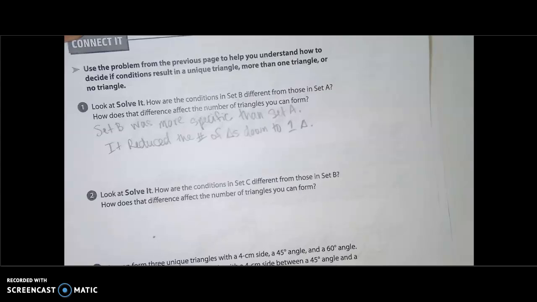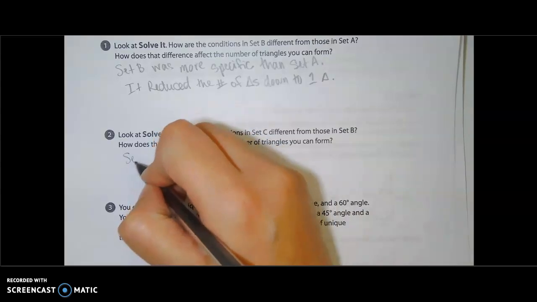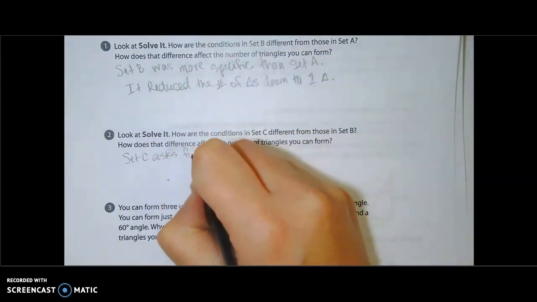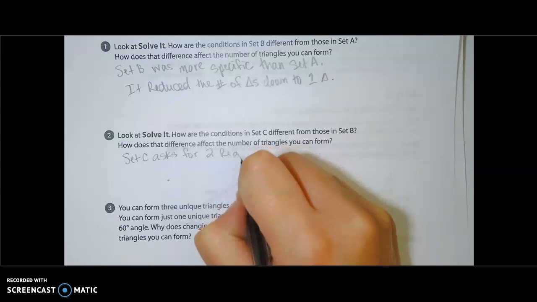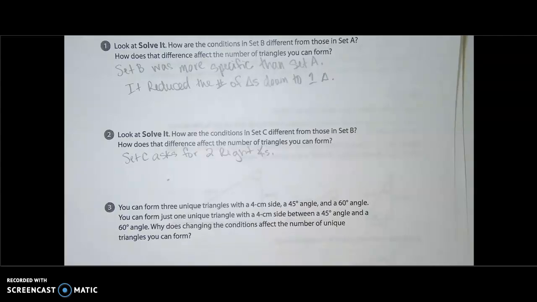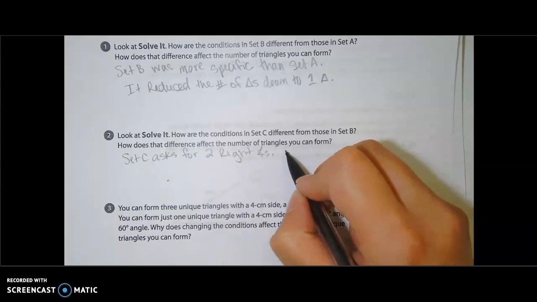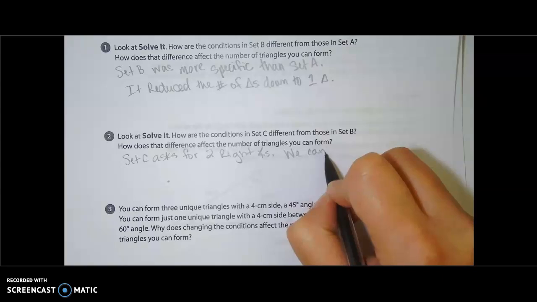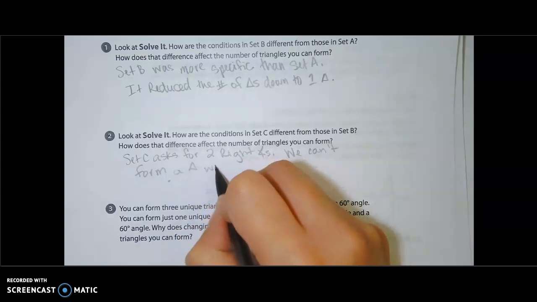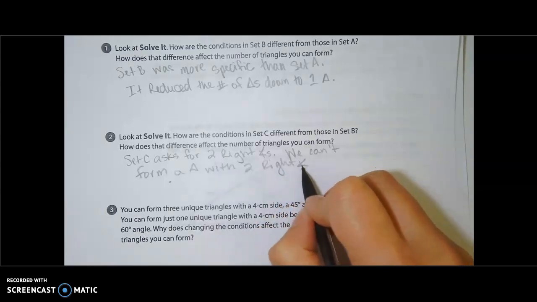Now, if we look back at the solve it, how are the conditions in set C different from those in set B? Well, set C asked for 2 right angles, whereas set B didn't. How does that difference affect the number of triangles we can form? Well, we can't form a triangle with 2 right angles.